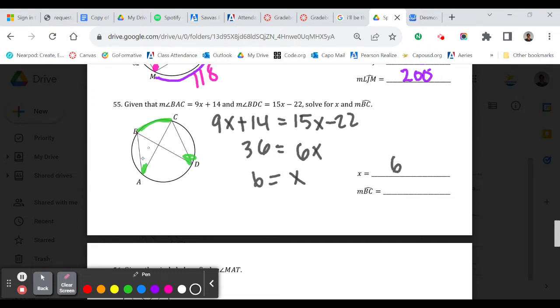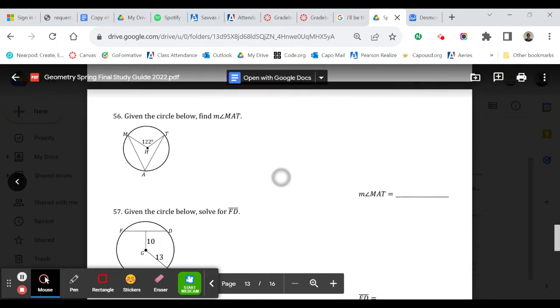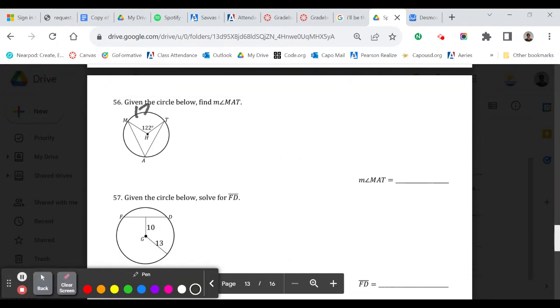And I'm going to plug 6 into here. So that's going to be 9 times 6 plus 14. So 9 times 6 is 54. That makes that 68. And that's twice that. So that should be 136. Inscribed angle is half of its arc. Okay, 56. That's a central angle, so it's equal to its arc, so that's 122, but then the inscribed angle is half of that, so that should be 61.